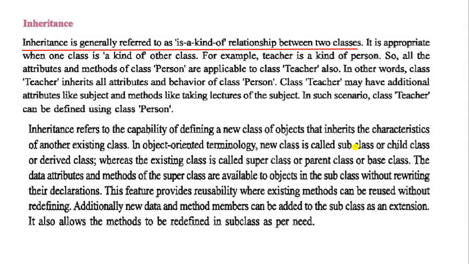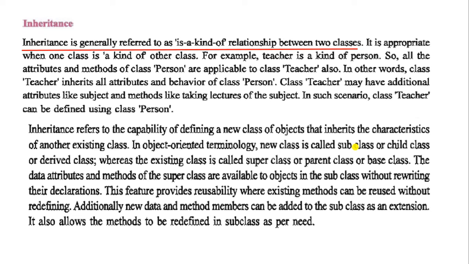Before we start the diagram, inheritance refers to the capability of defining a new class of objects that inherits the characteristics of another existing class. Here person is the existing class, so here we define the new class teacher. That new class is called a subclass, or child class, or derived class, whereas the existing class is called a superclass, or parent class, or base class. There are different names.